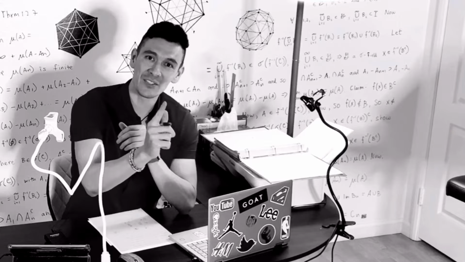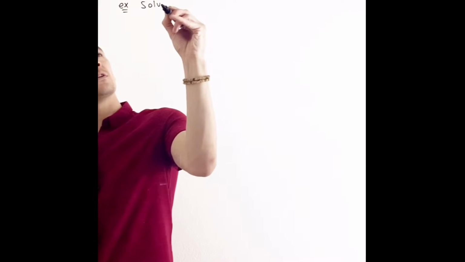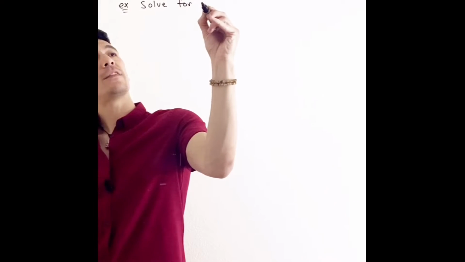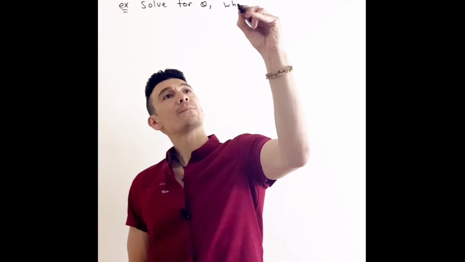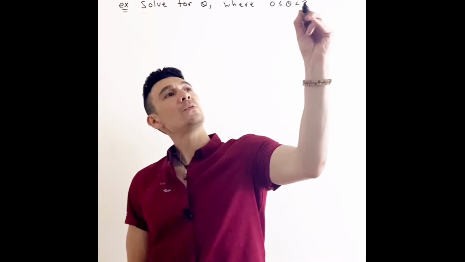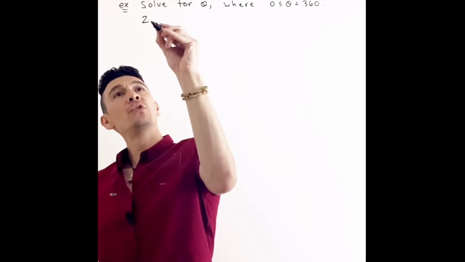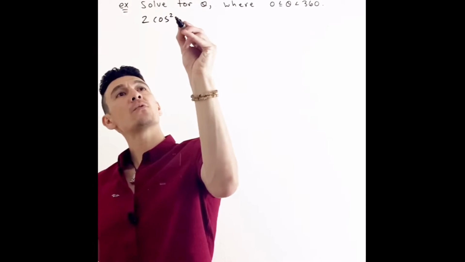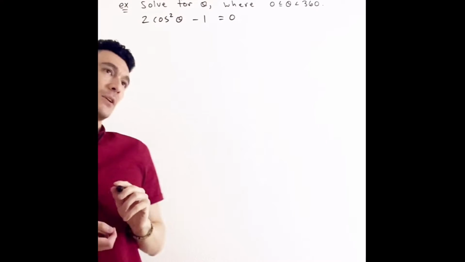So now let's switch gears and let's do some math. Today I'd like to try 2 problems, and that'll be it for this week. Solve for theta, where theta is between 0 and 360. So we want 2 cosine squared theta minus 1 to equal 0.